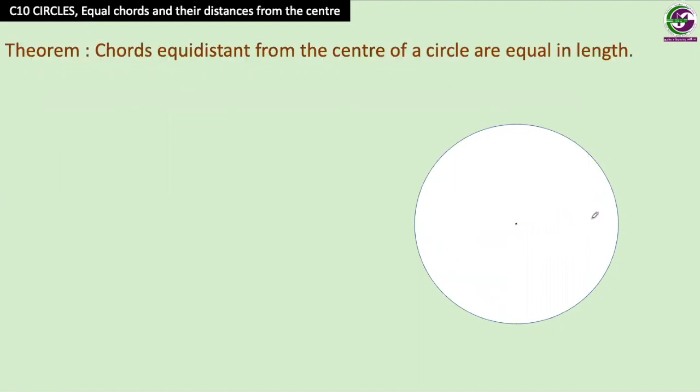Let's see the next theorem. It is the converse of the current theorem, which means if the distances from the center are equal, then the chords are equal. Again, the angle should be 90 degrees. So in general, the theorem says if the chords are equal, then the distances from the center are equal, and the converse is also true.